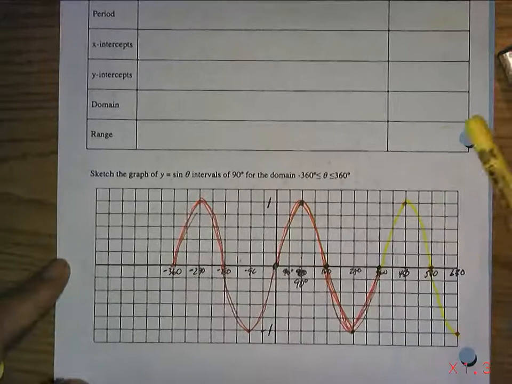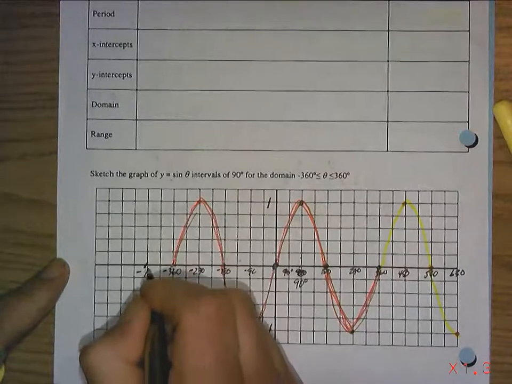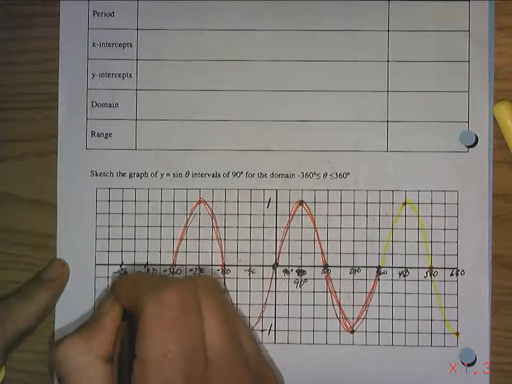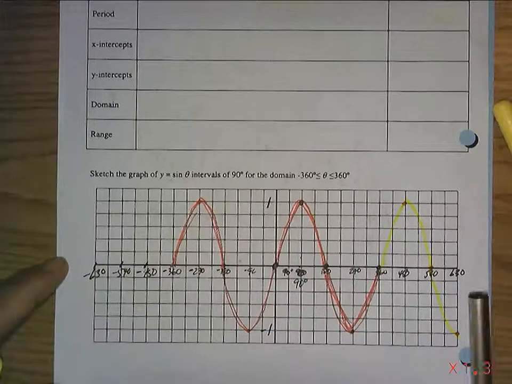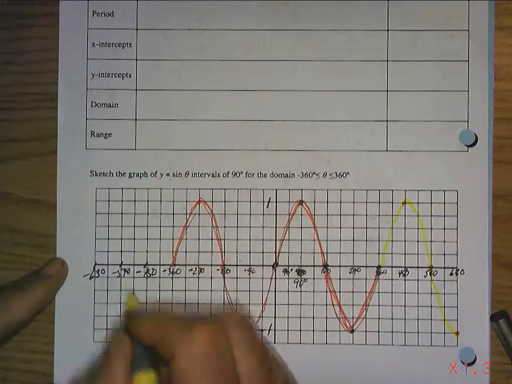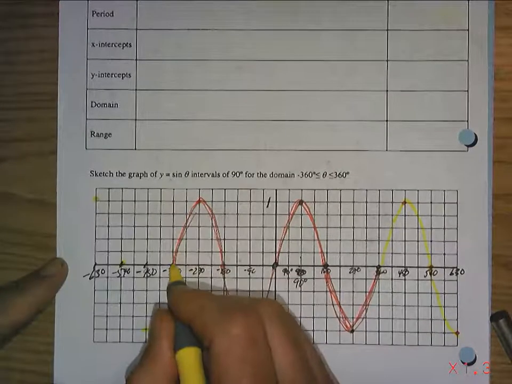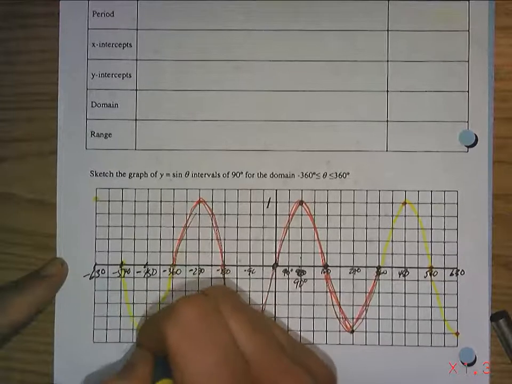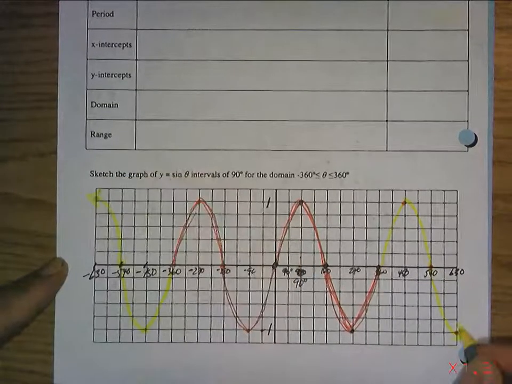And the same would be true going this way. So this would be negative 450, negative 540, negative 630. And again, the curve would follow the same pattern. It would go down to a minimum, back to 0, up to a maximum, and it's going to keep its concavity, and it's going to keep going.